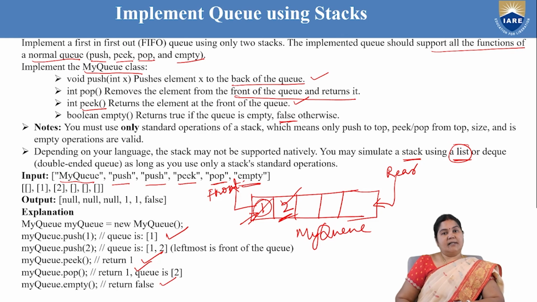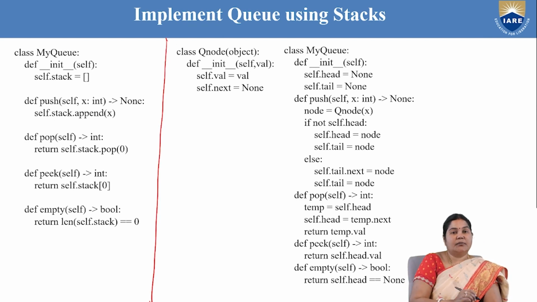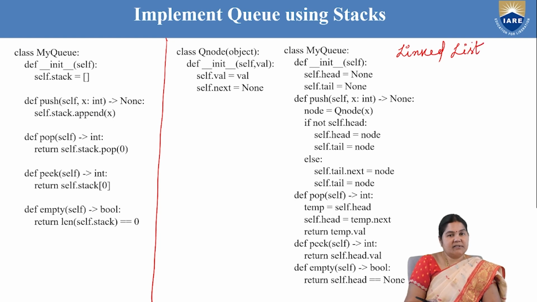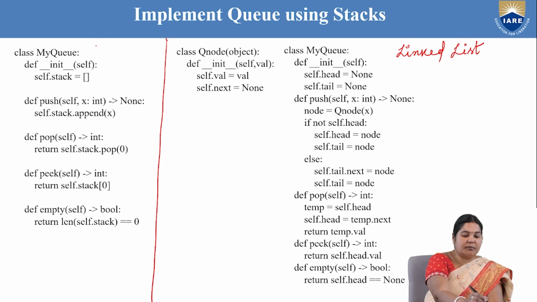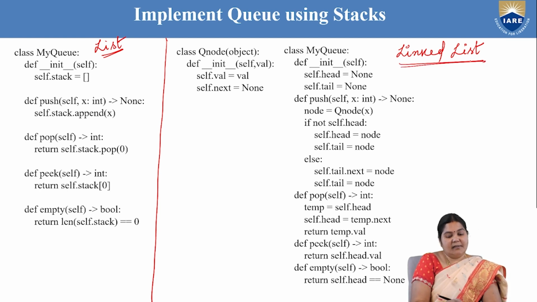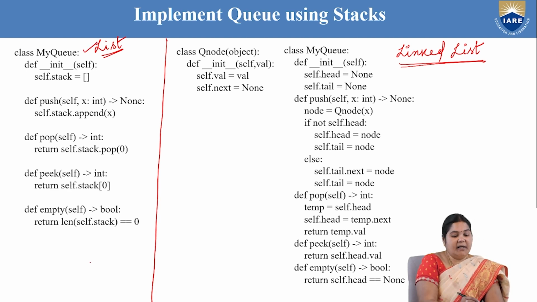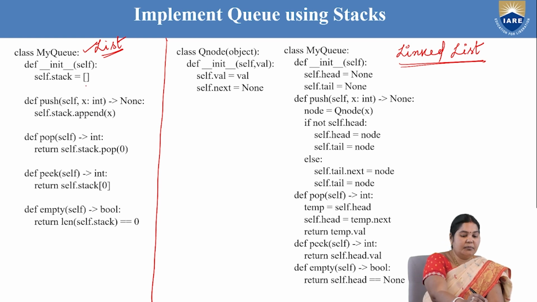Now, let us understand the code of this problem. This program can be implemented in 2 ways. One is using the concept of linked list. I can implement the queue using stack. Otherwise, normally using the concept of list, I can implement. So DQ also can be taken. In this case, I am taking only a list to implement the queue operation. Now, write down the class as myQ and initialize a stack. Stack is a list which is an empty list.